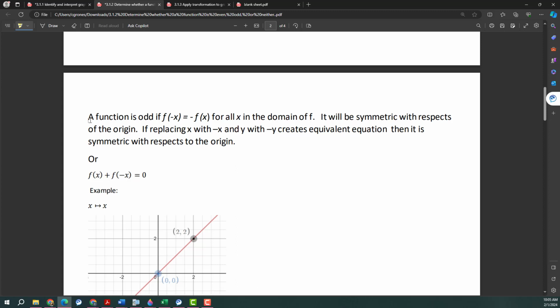Okay. A function is odd if f of negative x equals negative f of x for all x in the domain of f. It will be symmetric with respect to the origin. If replacing x with negative x and y with negative y creates an equivalent equation, then it is symmetric with respect to the origin. So that is very important. We are looking at the origin.